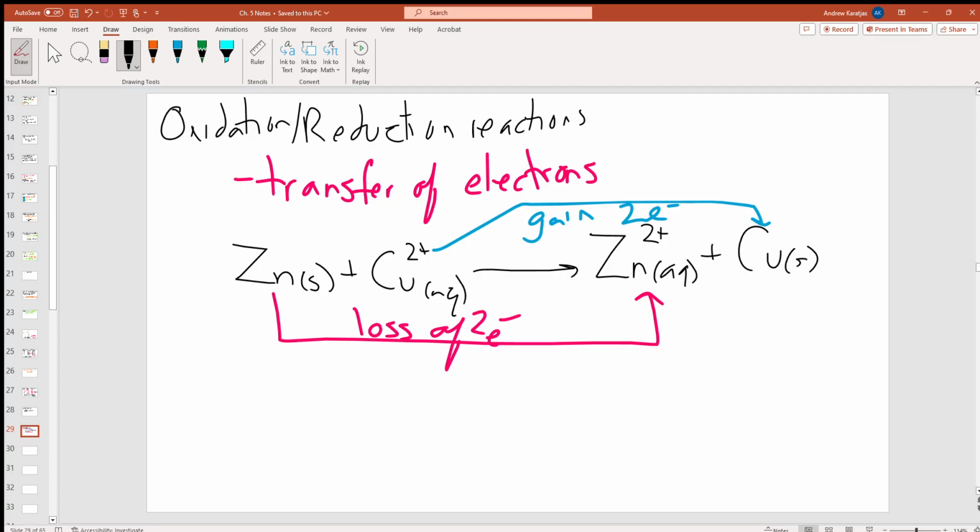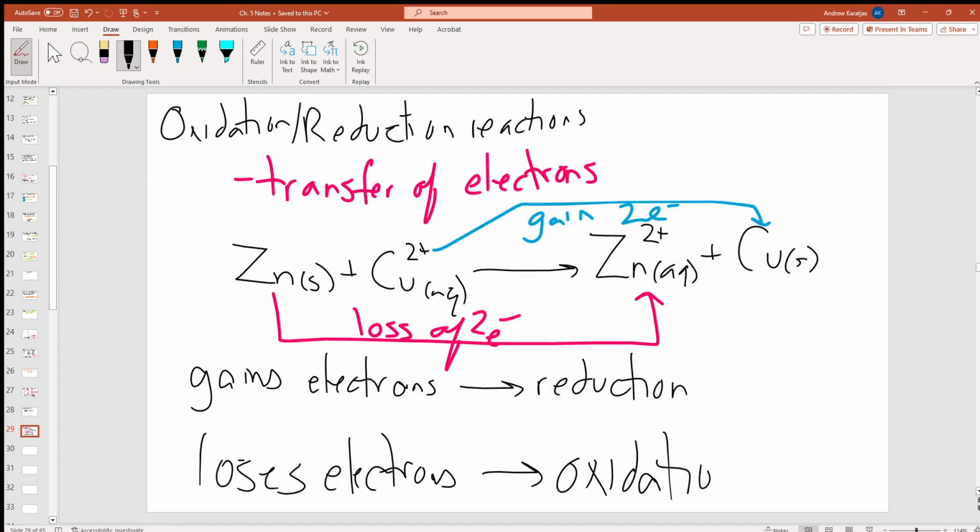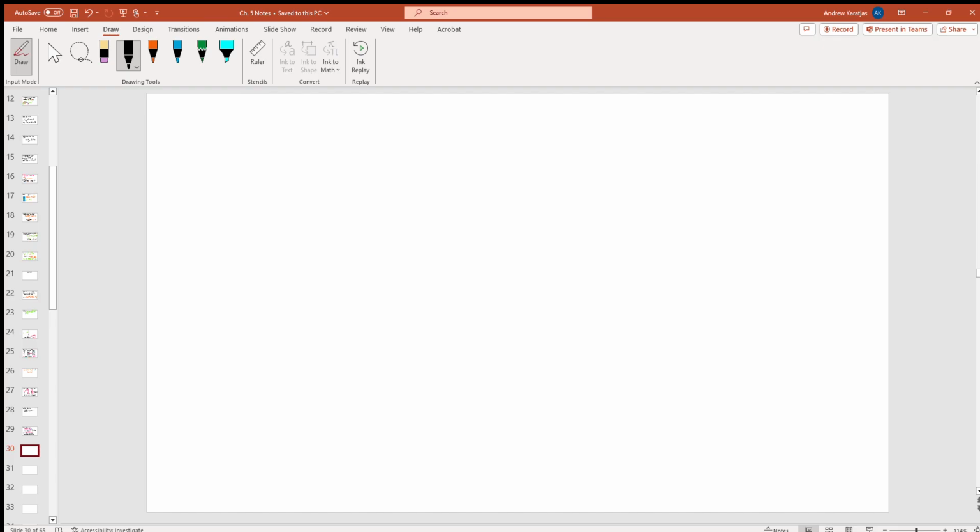So when a species gains electrons, like the copper did, we call that a reduction. And when it loses electrons, that's known as an oxidation. In addition to that, let's put the reaction back up here.